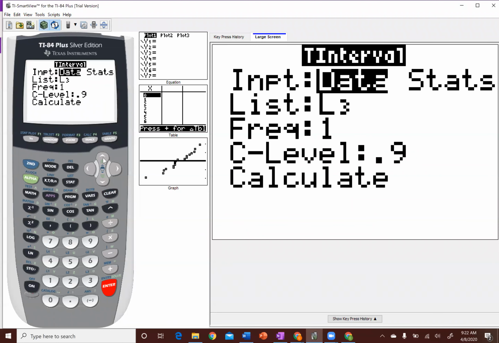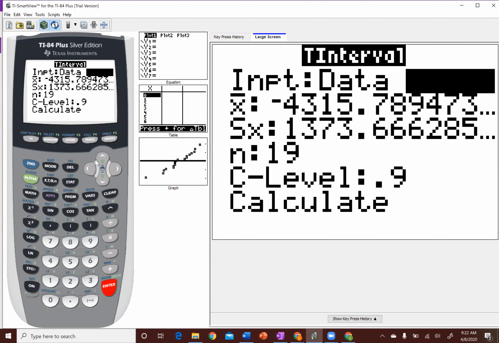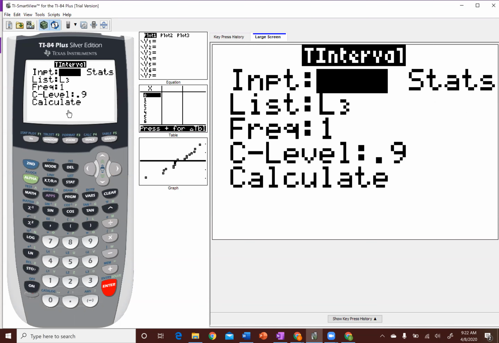Okay, once you scroll down there, we could either enter the data or the stats. Our data is in list 3, so I'm just going to use that. But if I did not have the data and I just had the statistics, then I'd plug those statistics in. In other words, if I was just given my x bar value, my sample standard deviation, and my sample size, right? But in this case, like I said, we have the data, so I'm going to tell the calculator to read list 3.